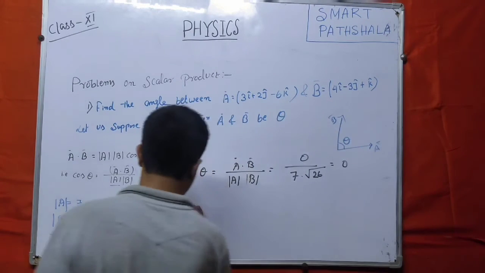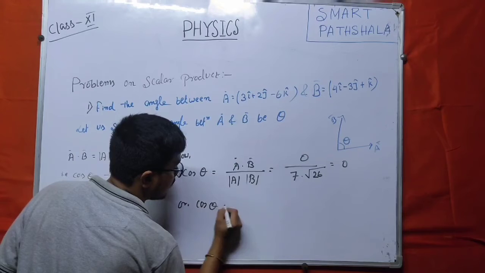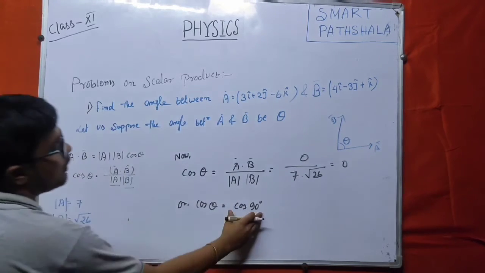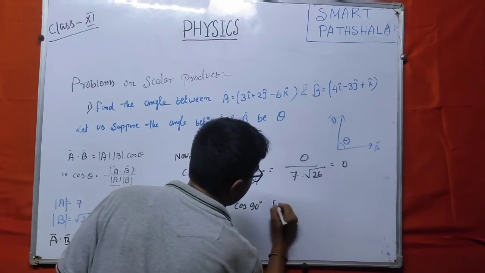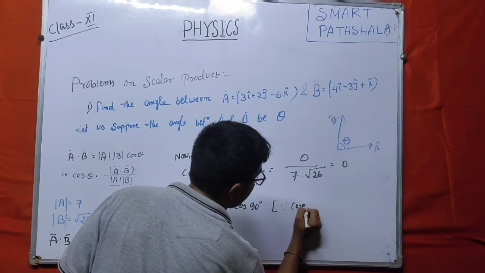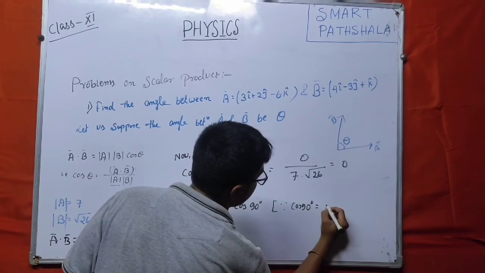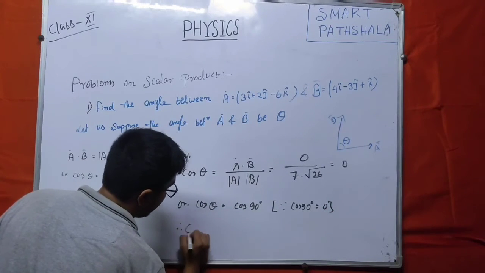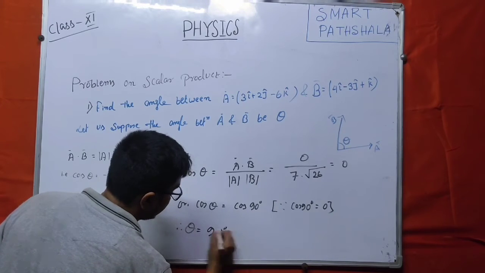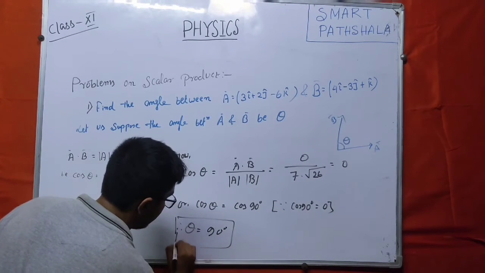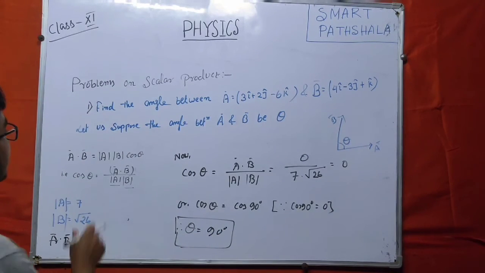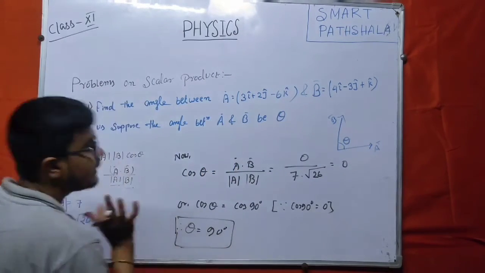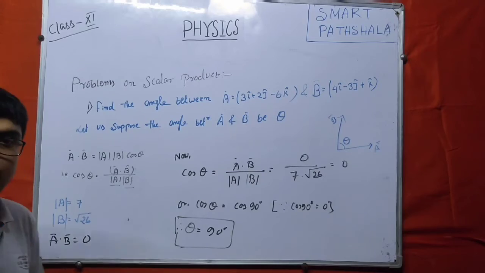Or cos theta is equal to cos 90 degree. The value of cos 90 degree is 0. Therefore theta is equal to 90 degree. So we can conclude that the angle between a vector and b vector is 90 degree. This is our first problem.